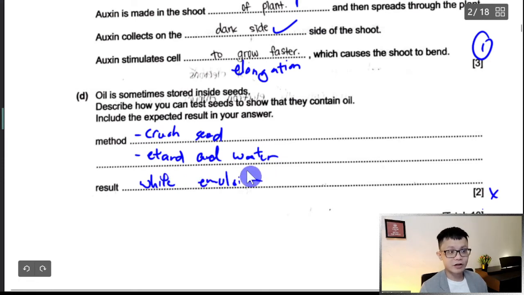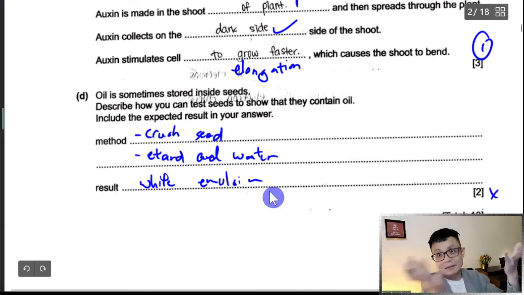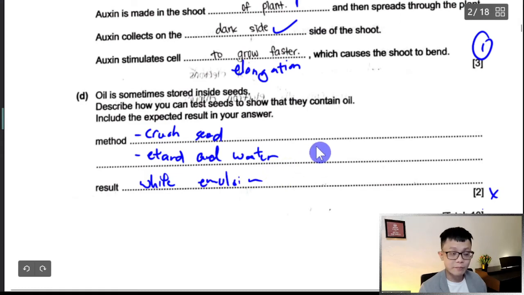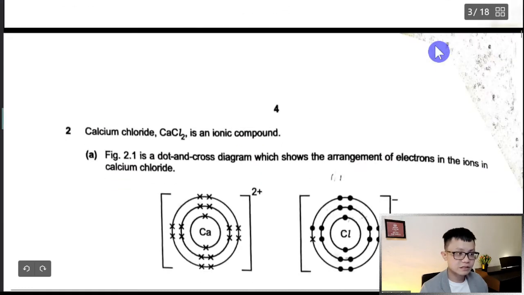Just use ethanol and water if white emulsion. But you need to crush the seed. So I just put here, crush the seed. Correct. Now, you want to take palm oil, so you crush the palm oil and you extract the oil from the palm oil. So this one didn't get any mark.